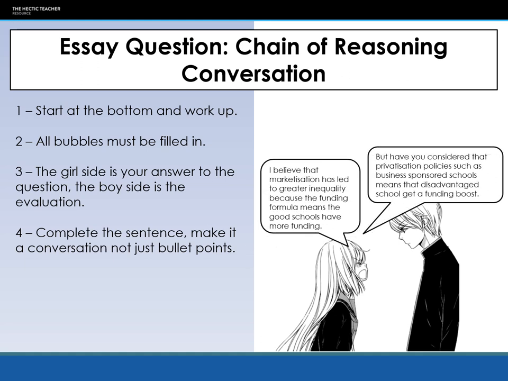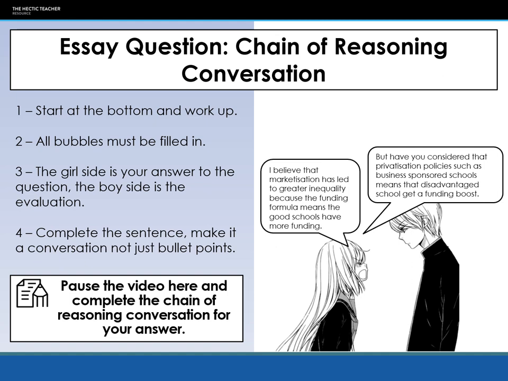So, for example, I believe marketisation has led to greater inequality because the funding formula means good schools have more funding. But have you considered that privatisation policies, such as business-sponsored schools, means that disadvantaged schools get a funding boost? So, it's showing a conversation. It's having an argument. It's not just randomly shoving down a bullet point. Okay, so pause the video here and complete your chain of reasoning. Make it detailed. Make it a conversation.